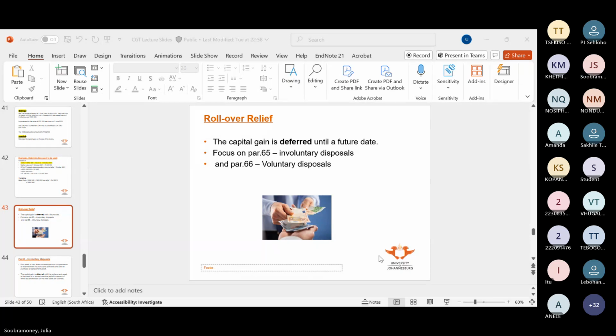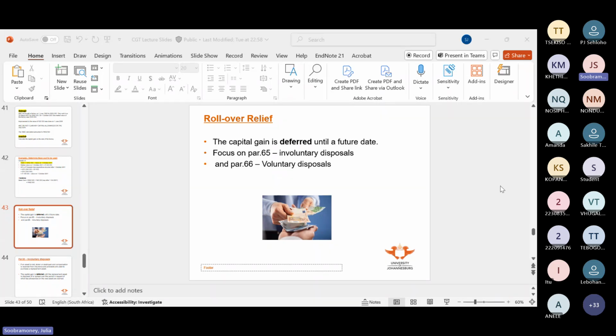Okay. Is there someone that would like to ask a question? All right. So please just remember that. For deferment, the only two requirements are that there has to be a replacement asset and we have to elect to defer.